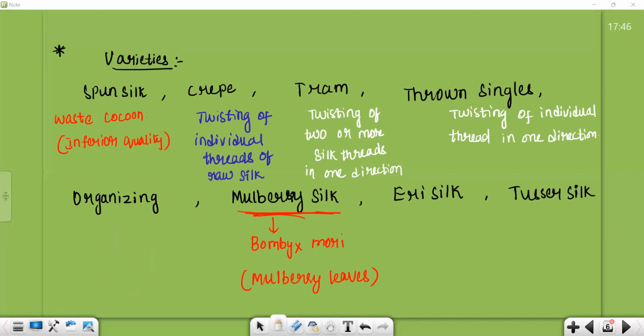Ma'am, what about eri silk? Ma'am, is eri silk the one where a cocoon, like normally a moth? Actually, the silkworms which feed on castor trees, that silk is called eri silk.